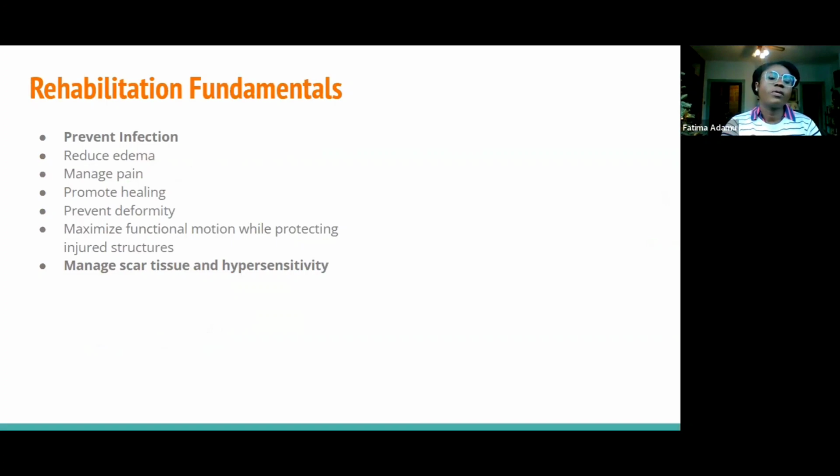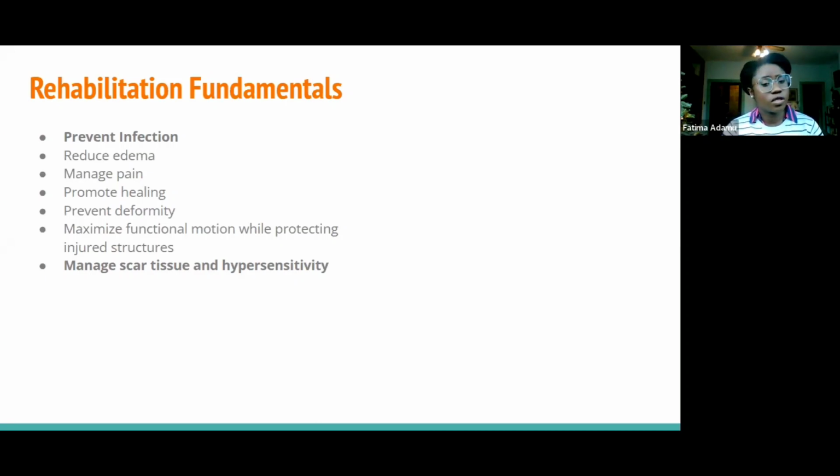Okay. So this is more as a summary. Rehabilitation fundamentals: prevent infection, reduce edema or swelling. Swelling means stiffness and means impaired motion. So you could compress by using, sometimes there are wrapping strategies that you can utilize for hands. Sometimes it's just about teaching them tendon glides, for example, managing pain, promoting healing, prevent deformity, using splinting or appropriate exercises, and then maximizing motion while protecting the injured structures.